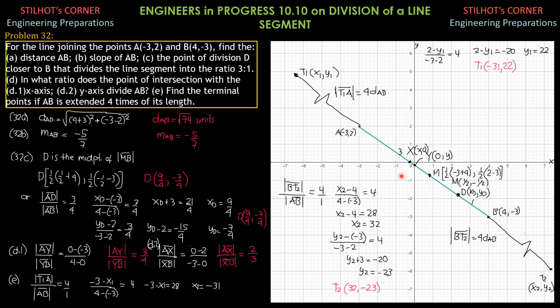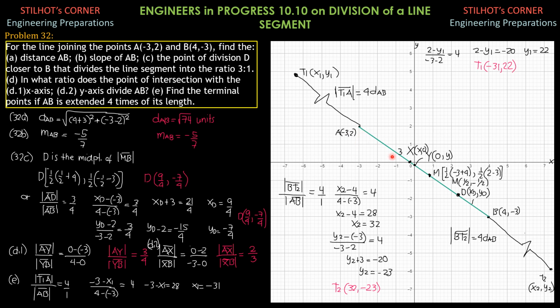Next, part D: in what ratio does the point of intersection with the x-axis, y-axis divide AB? First, for the x-axis, the coordinates of the point of intersection of this line with the x-axis would be x comma 0. We know that y is 0 there. So we use the fact that the ratio of distance AX to distance XB is equal to the ratio of their corresponding vertical projections.